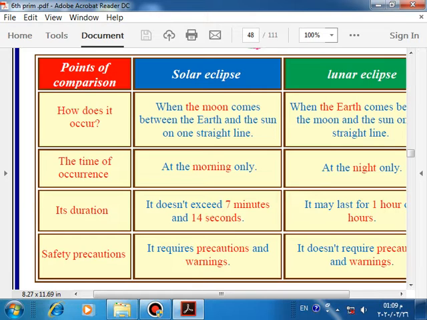Its duration: the solar eclipse doesn't exceed 7 minutes and 14 seconds. The lunar eclipse may last for an hour or 2 hours.